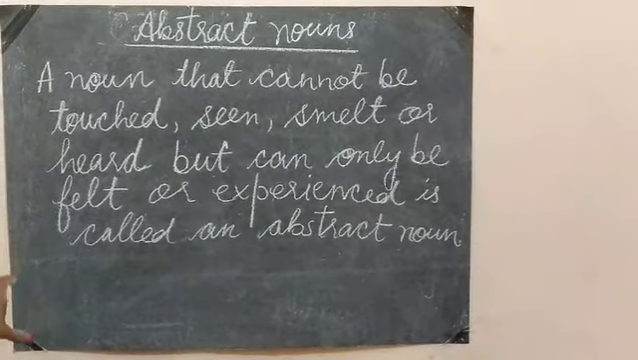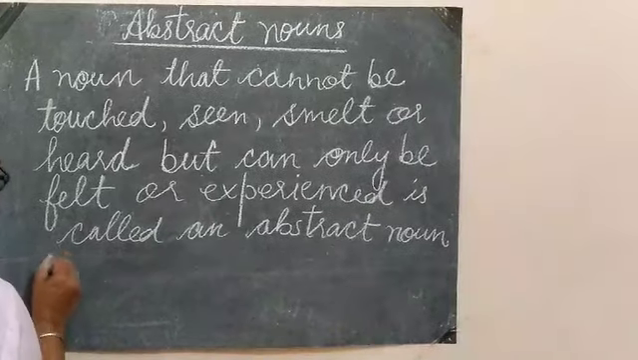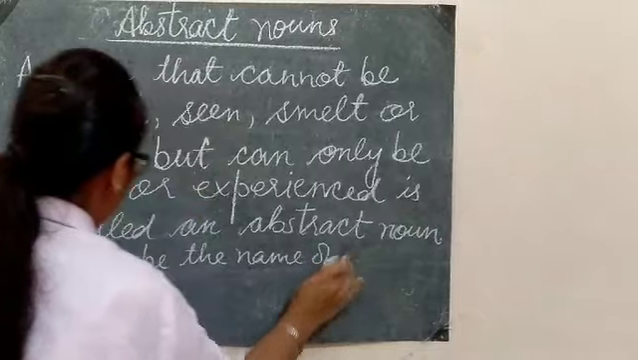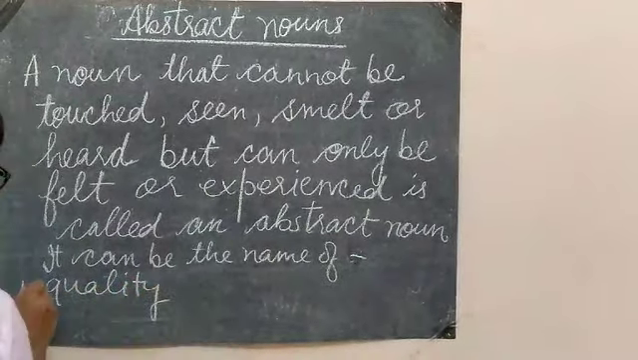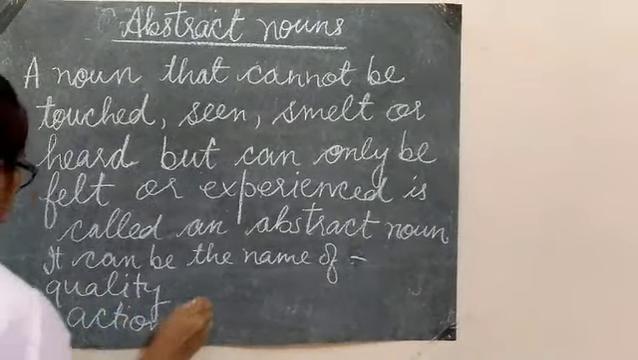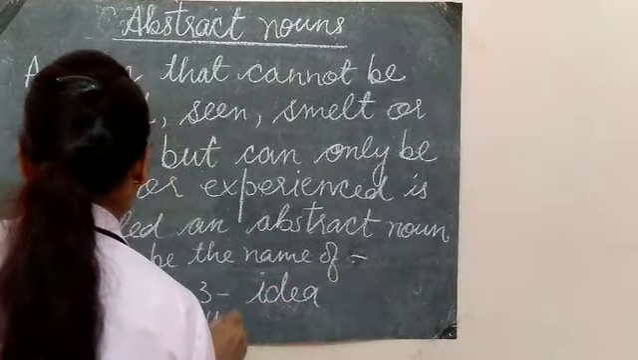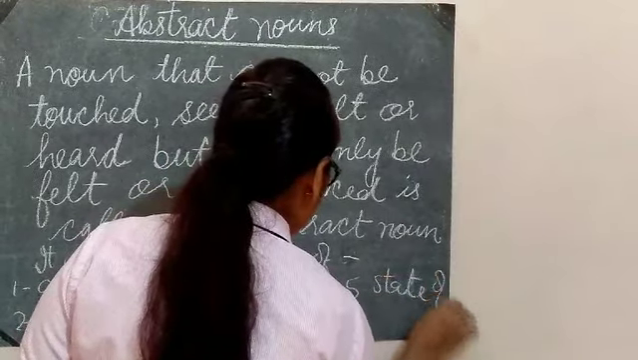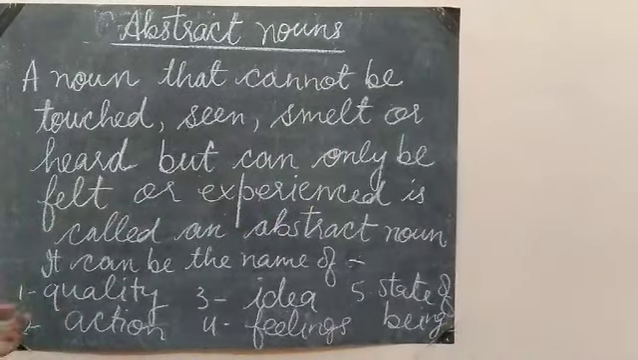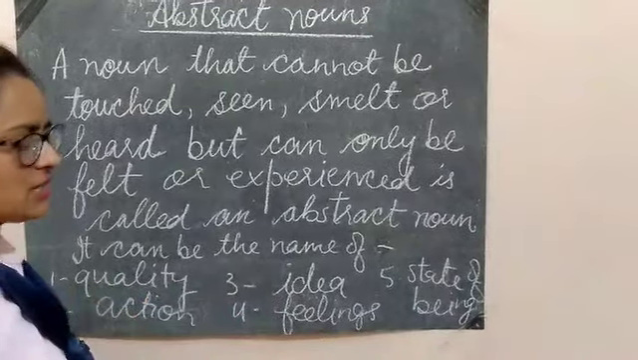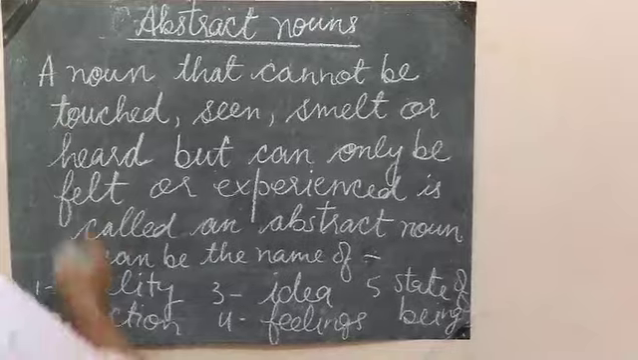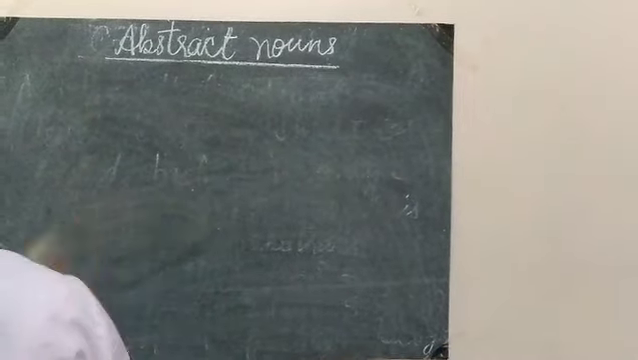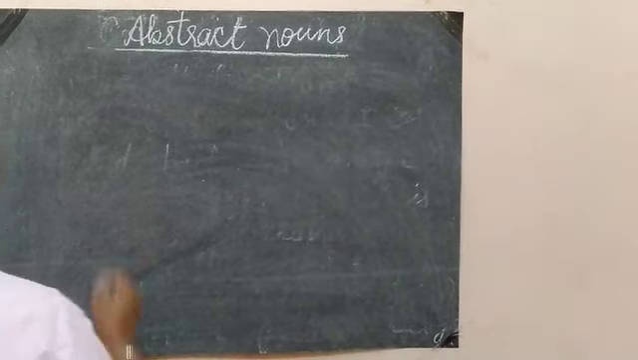So, for example, first of all, it can be the name of a quality, action, or idea, feelings, and state of being. Clear, students? It can be the name of a quality, idea, state of being, feelings or action. So let's take a few examples to explain abstract noun.